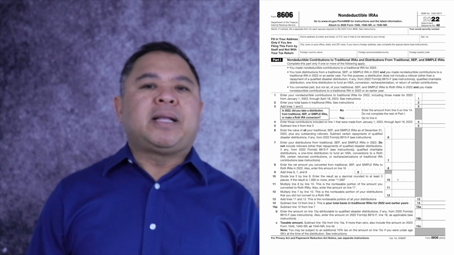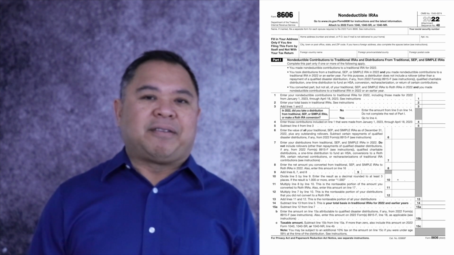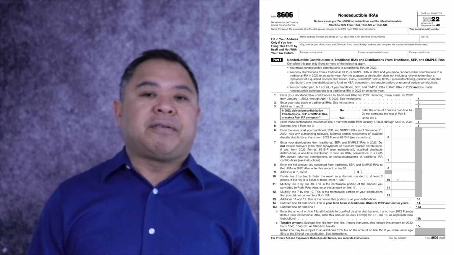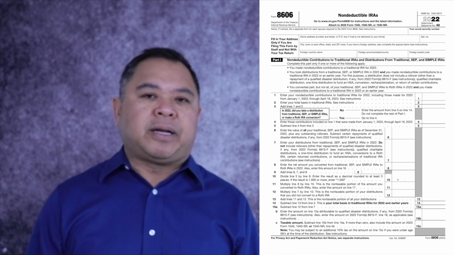Now, additional forms that you may need to complete and file with your tax return is what we call the IRS Form 8606. The IRS Form 8606 keeps track of non-deductible contributions that you've made to your traditional IRA. This is also filed if you took a distribution from your traditional IRA that contained what we call non-deductible contributions. Work with your tax advisor in regards to completing this form that should be attached to your IRS Form 1040.